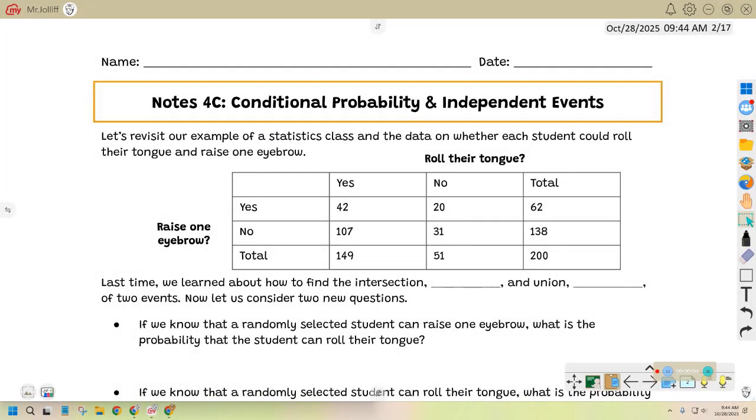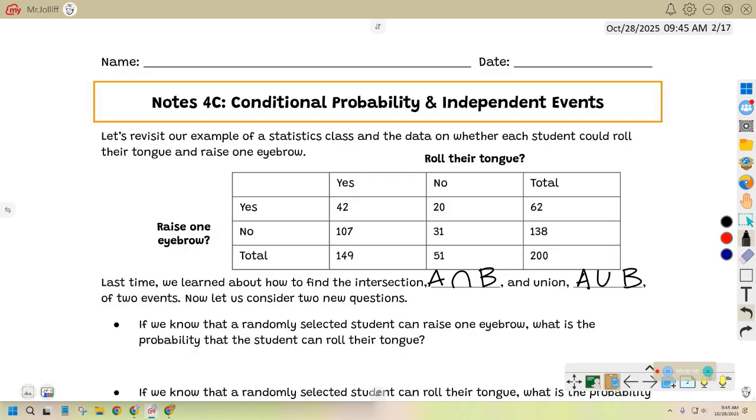Okay. So let's go ahead and get started. We're going to pick up where we left off in our last set of notes. We had an example where we were looking at a statistics class, and we were looking at whether the students in that college statistics class could roll their tongue and they could raise one eyebrow. Hoping that sounds vaguely familiar. So we're going to revisit that example. Last time, we learned about intersections and unions. Intersection is written like an upside down U, and a union is written like a right side up U.